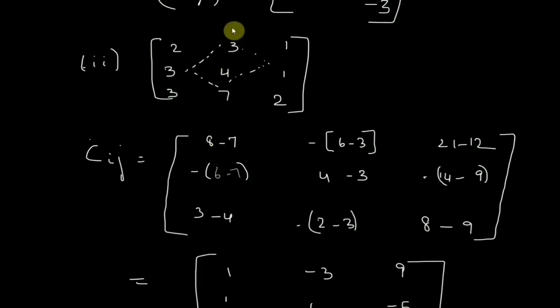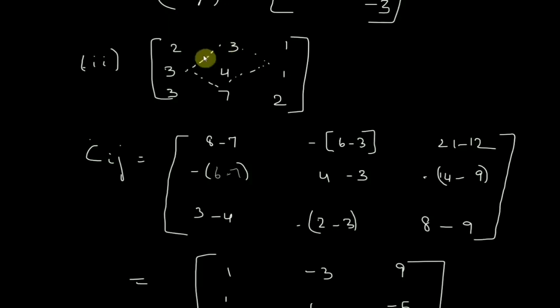Similarly, the second element is A12, first row, second column. You cut it. So 3 into 2, 6 minus 3. This A12 is in the odd place. So in all the odd places, you have to change the sign of the minor. Then only you will get the cofactor.